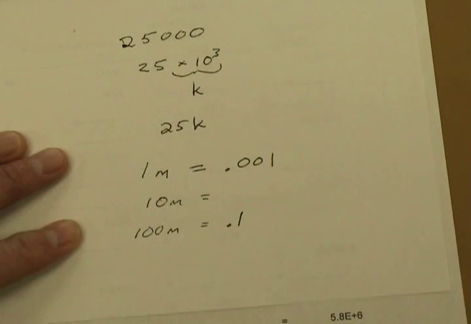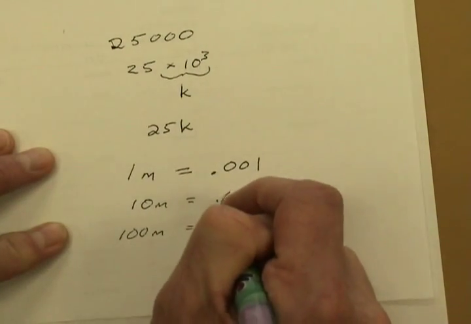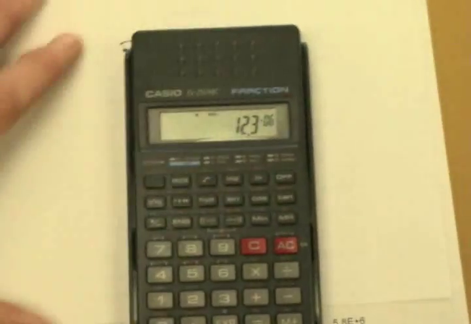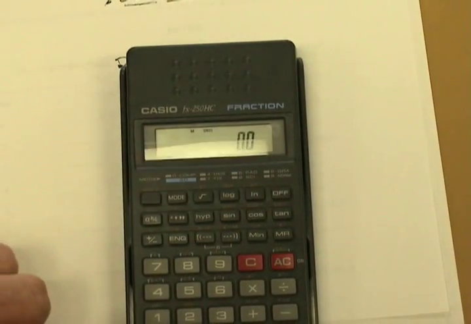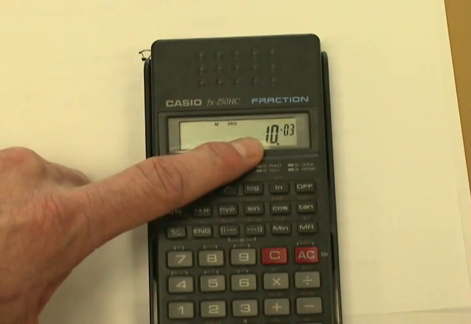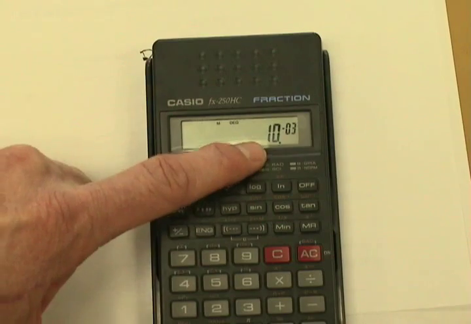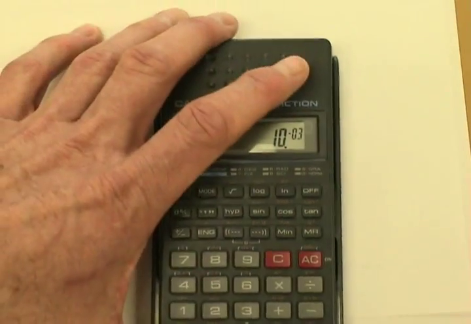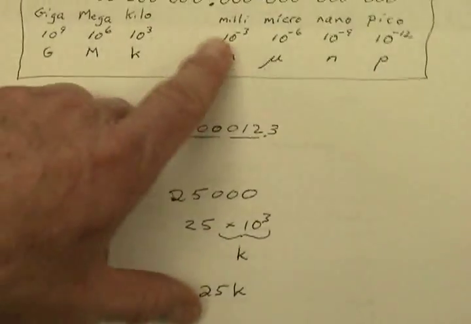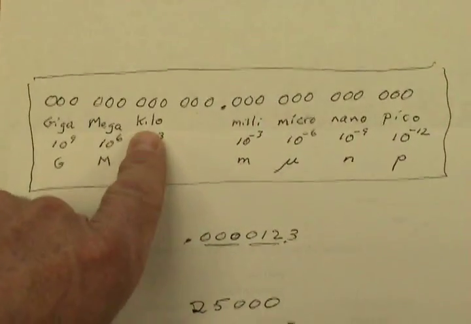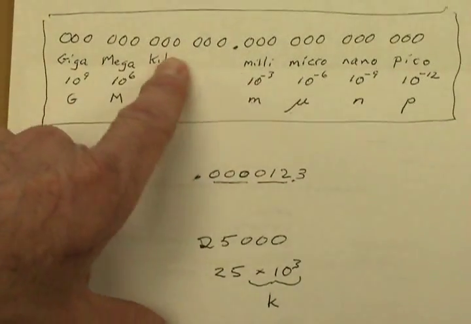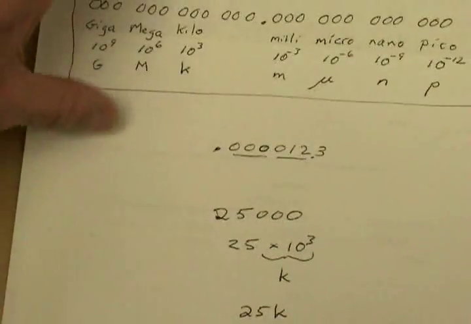What would 10 milli look like? 0.01. Now, if you love that calculator, 0.01, hit the engineering button, 10 times 10 to the minus third, or 10 milli. So you can use the calculator, and you can just use good old sense here, writing it out, looking at the different groups. I would try to get in the habit of looking at a floating number and converting it without the calculator. That'd be great practice.